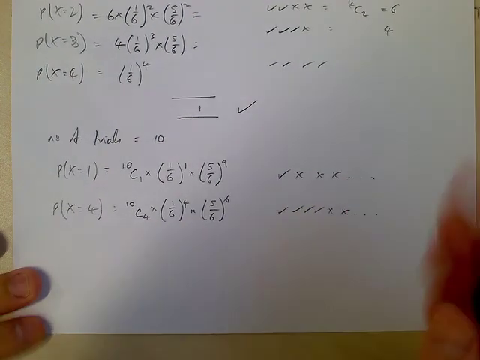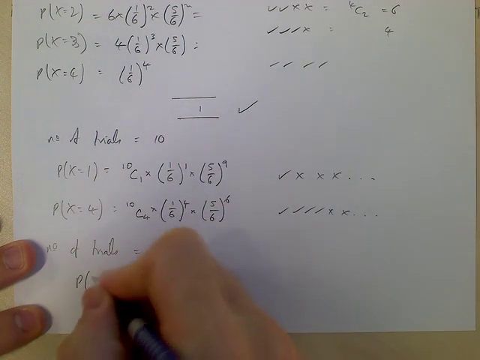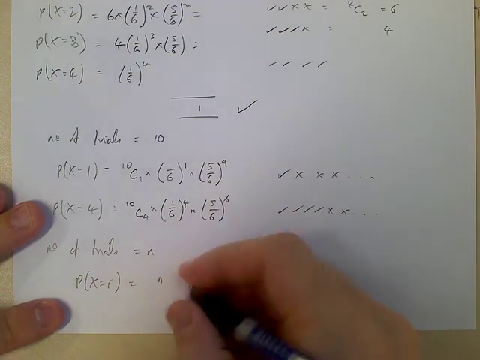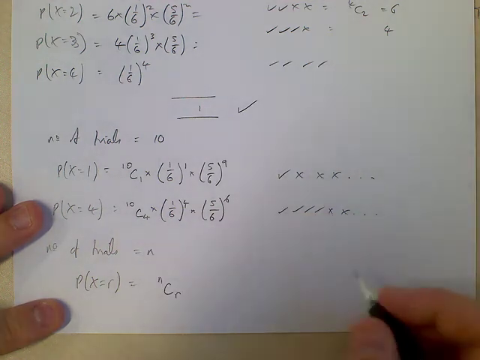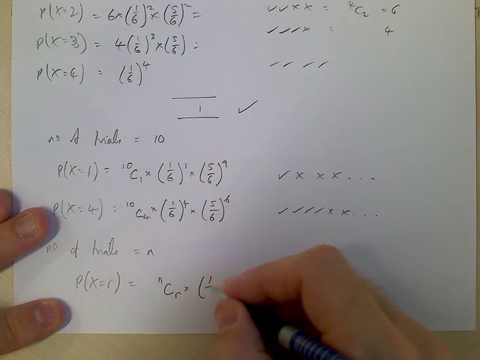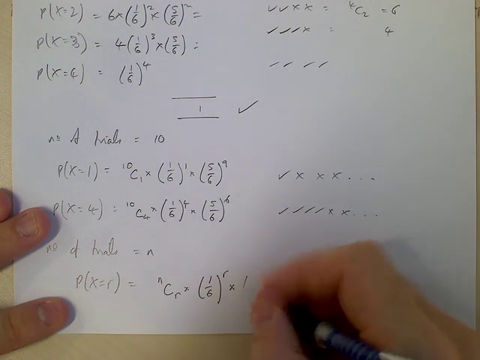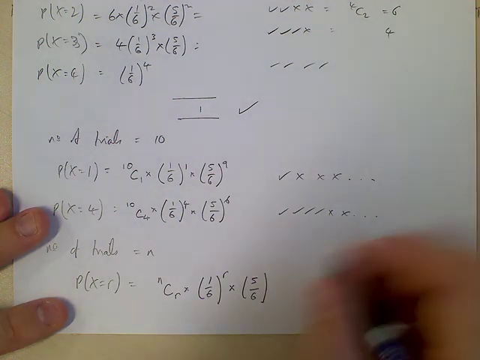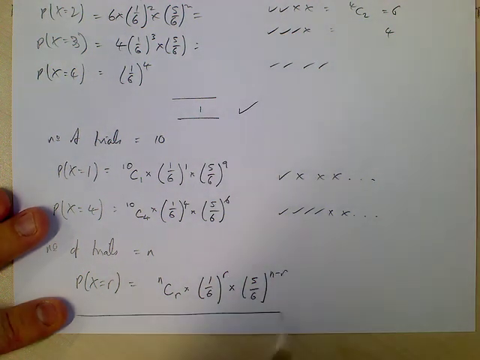Let's finish off with a general formula. If my number of trials is n, then the probability of x being r, let's exploit the patterns. I want n choose r. That's to account for the ways of arranging the successes and the failures. I've then got to make sure, how many successes do I get? It's given in the question. But if I get that many successes, I've then got to match it with the corresponding number of failures. I've got to make sure these two numbers add up to n. So it's going to be n minus r. And that gives me the general formula for the rolling a die question.